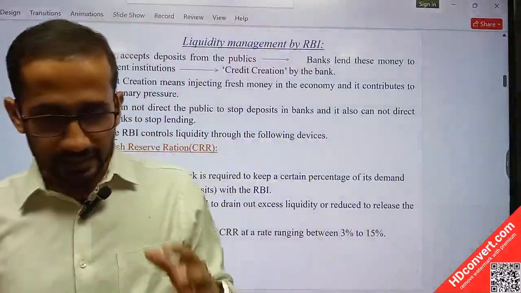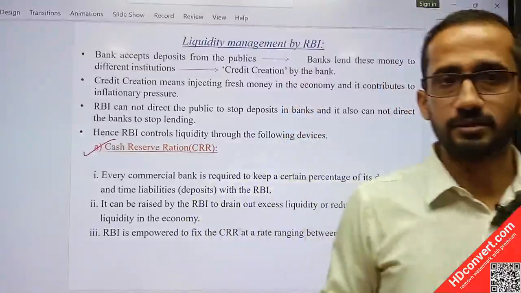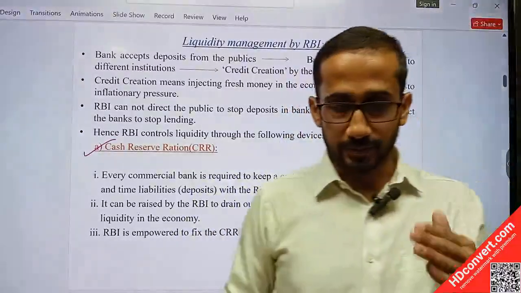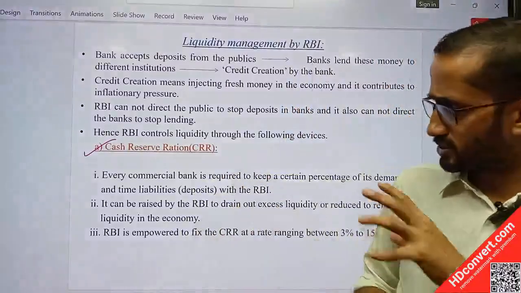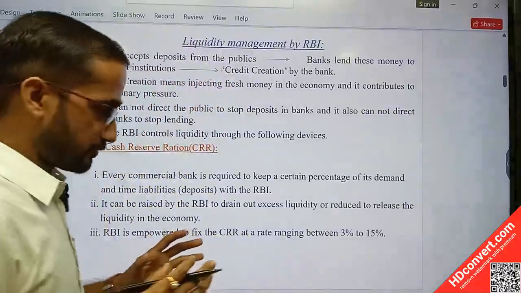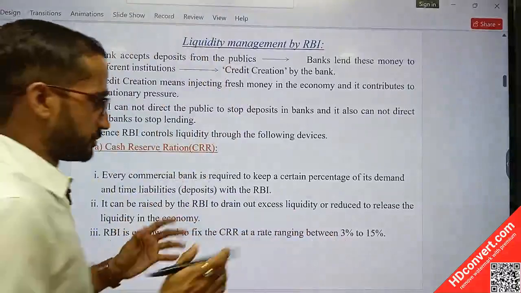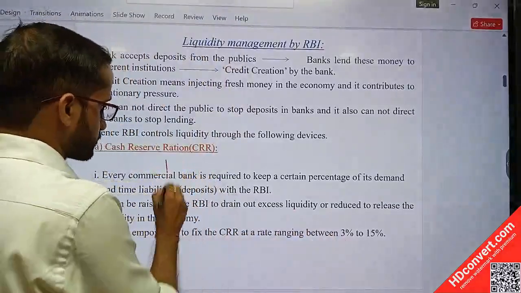It is the amount of cash that every commercial bank, whether it is private or public, has to maintain with the RBI. So before going to discuss this, let us first discuss the funds, means the way the Indian banking system works. Okay, suppose this is a bank.